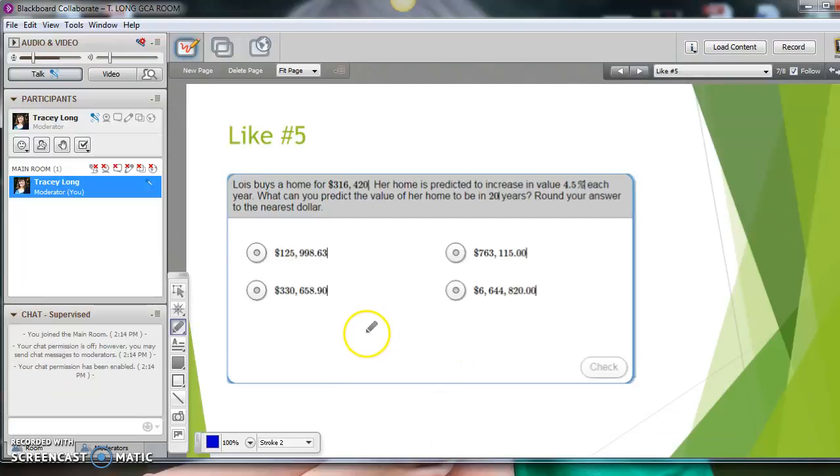The formula says that the predicted value of a home equals the original price of the home times 1 plus the rate of increase raised to the y power, where y is the number of years. So P is what we're trying to find. We're trying to find what will the home be worth after a certain amount of time. All right, V is the cost of the home initially.